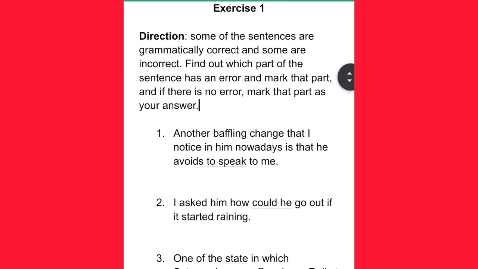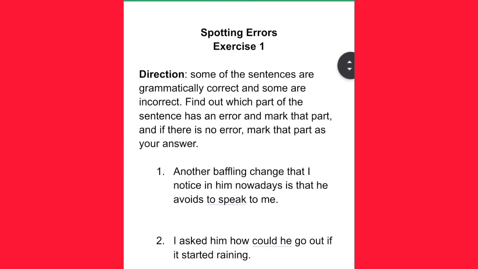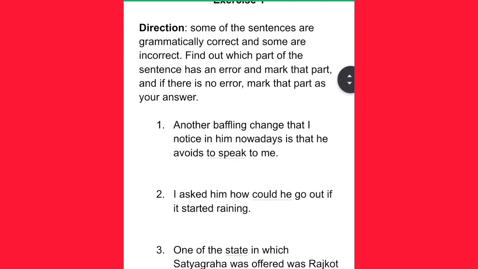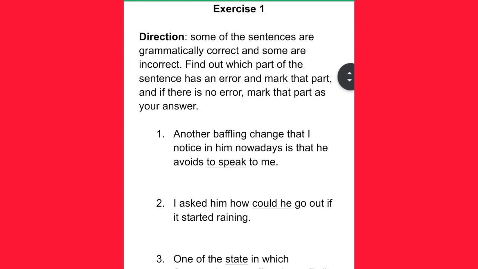I've selected not many, but only 10 sentences here, and I've written the direction exactly how it is asked in competitive examinations, whether you talk of railways, banking, SSC, CDS, whatever. So these kinds of directions are given there. Some of the sentences are grammatically correct and some are incorrect. Find out which part of the sentence has an error and mark that part. And if there is no error, mark that part as your answer.